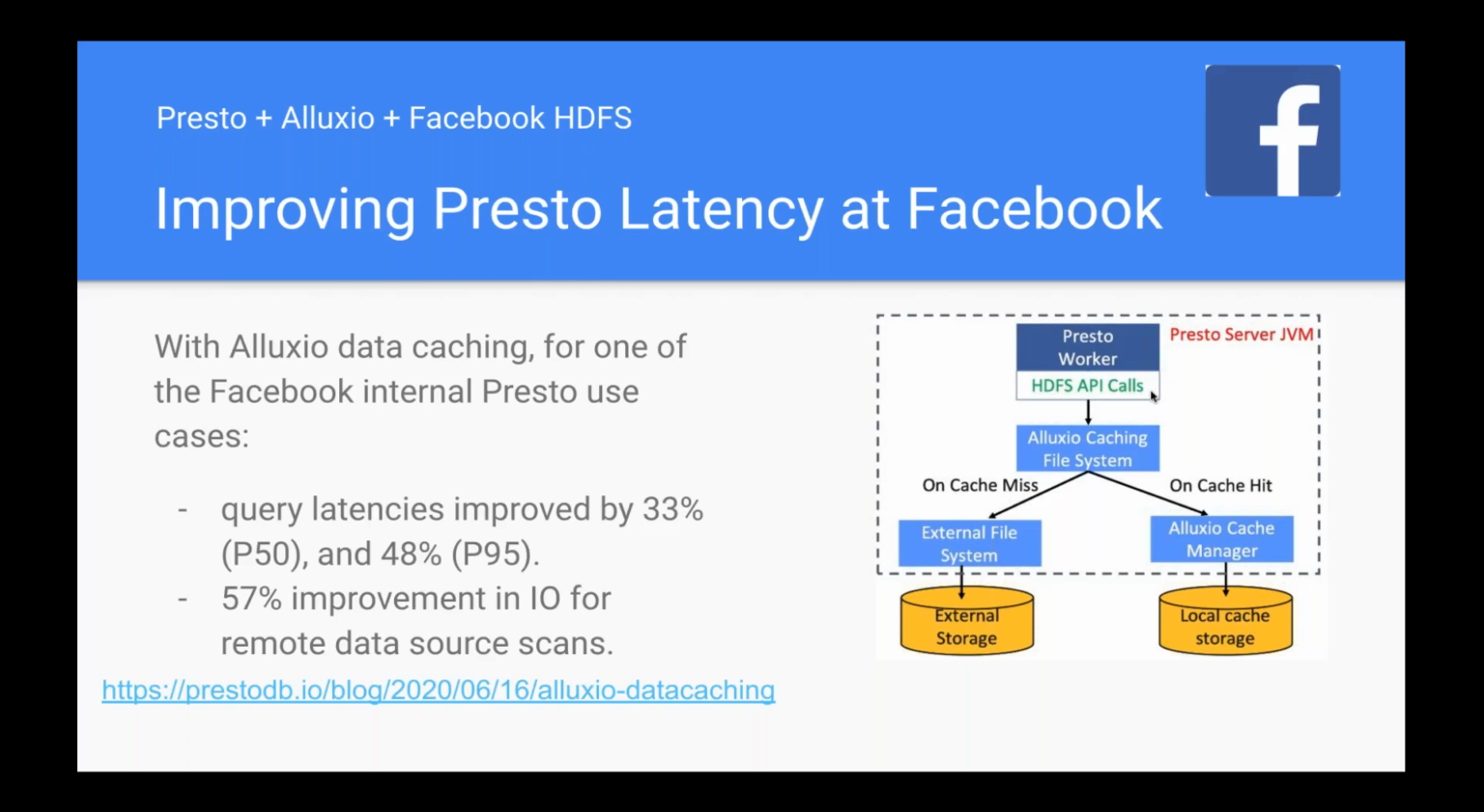From the earliest observation, we see a dramatic improvement in query latency. For example, as listed here, query latency is improved by 30% for P50 and close to 50% for P95. Also for I/O, adding this new caching layer in Presto dramatically helps reduce the I/O needed to read from the remote data source. As we can see, there is close to a 60% reduction in I/O for the remote data source.